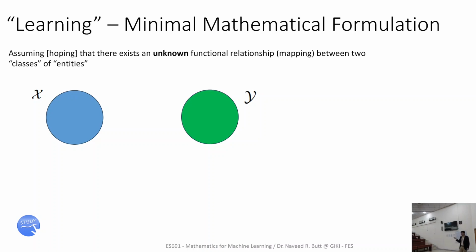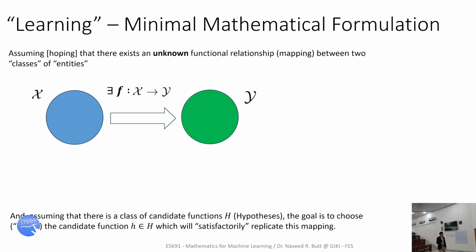Functions पढ़ते हैं आप, mapping पढ़ते हैं, right? So basically there is a class X, group or set X, there is another one Y, and we assume or hope that there is some mapping between them. Let's say it exists. This is our assumption, at least there is a mapping between them, and assuming that there is a class of candidate functions H.